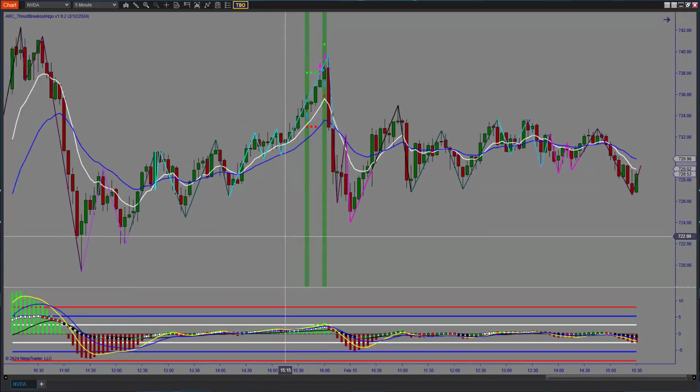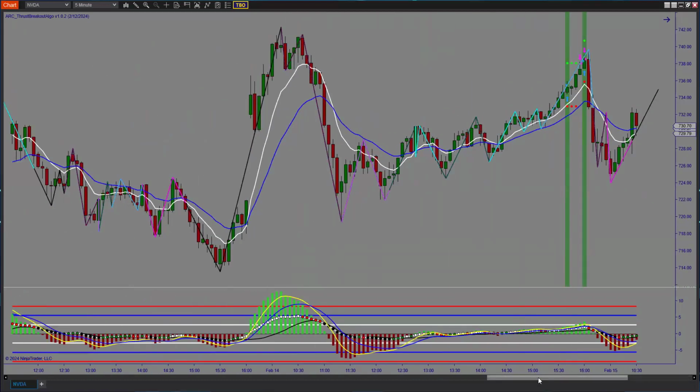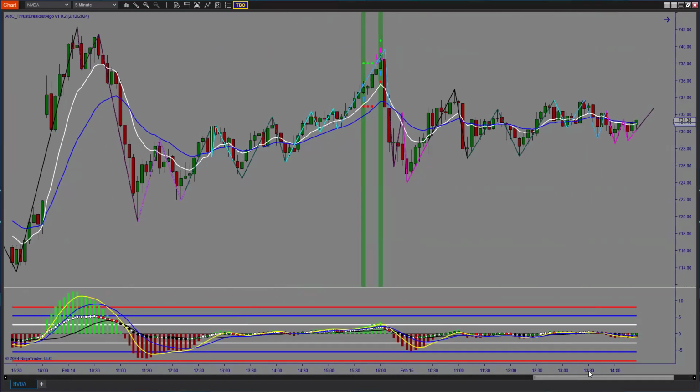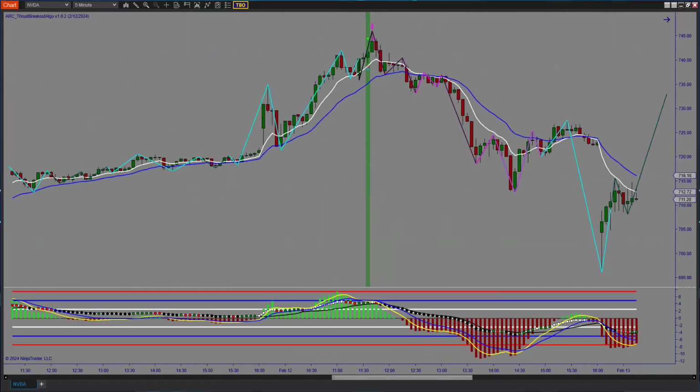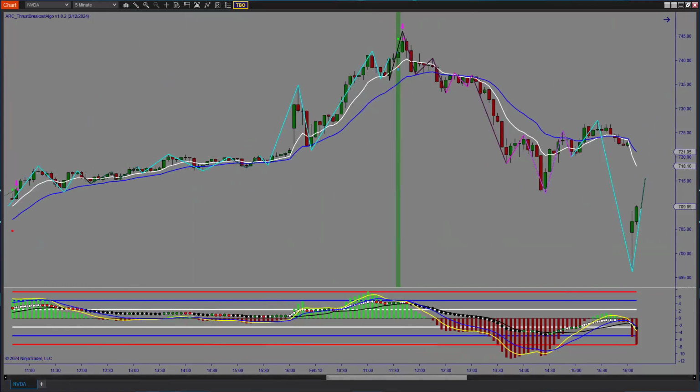So yeah, here was a winning trade. There was another one that's really small. I don't even know how I took that. That was today. This one caught one there, which is really great.